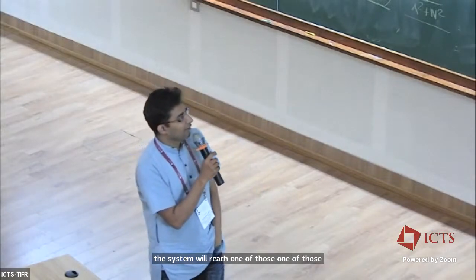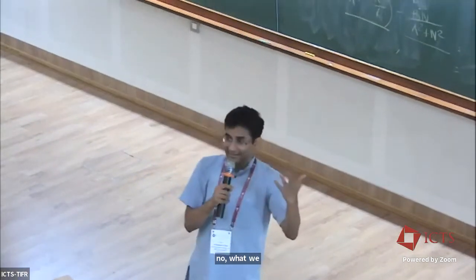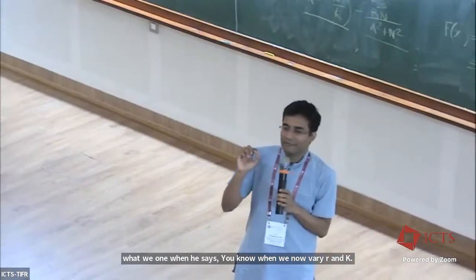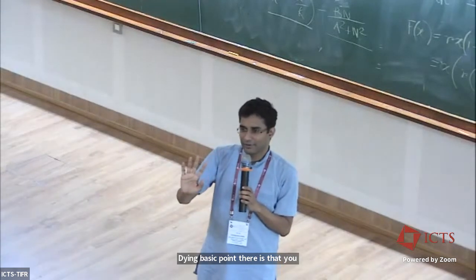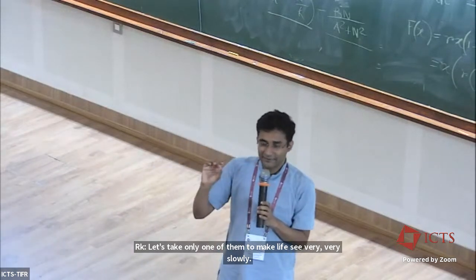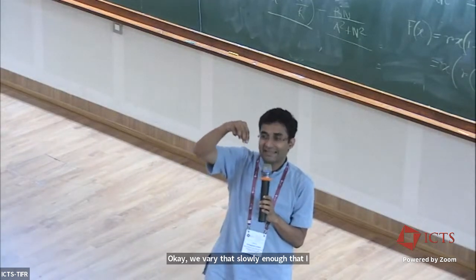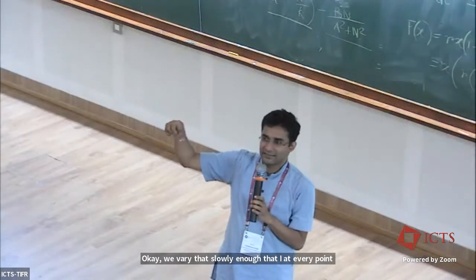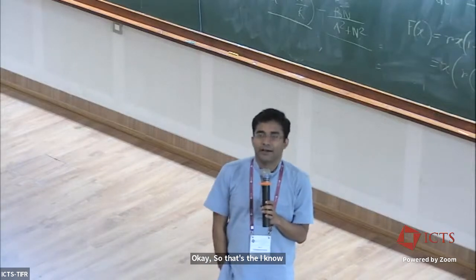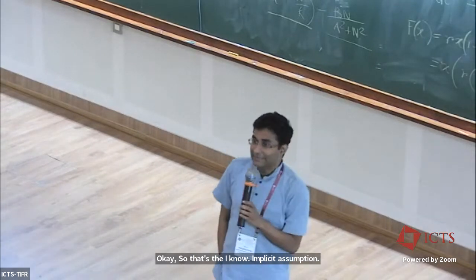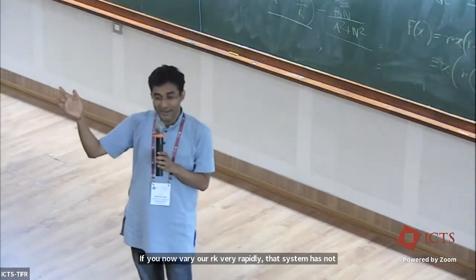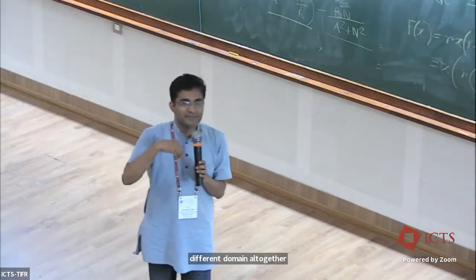Now, when we vary R and K, let's take only one of them to make life easy. We vary that very, very slowly, slowly enough that at every point in time you are basically tracking the stable branch. That's the implicit assumption. If you vary R or K very rapidly, so the system has not even reached equilibrium, then you are in a very different domain altogether. R itself now becomes a dynamical variable.